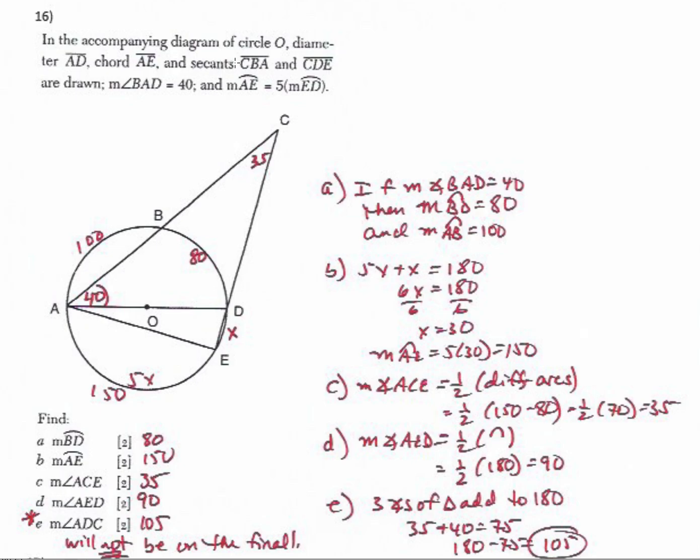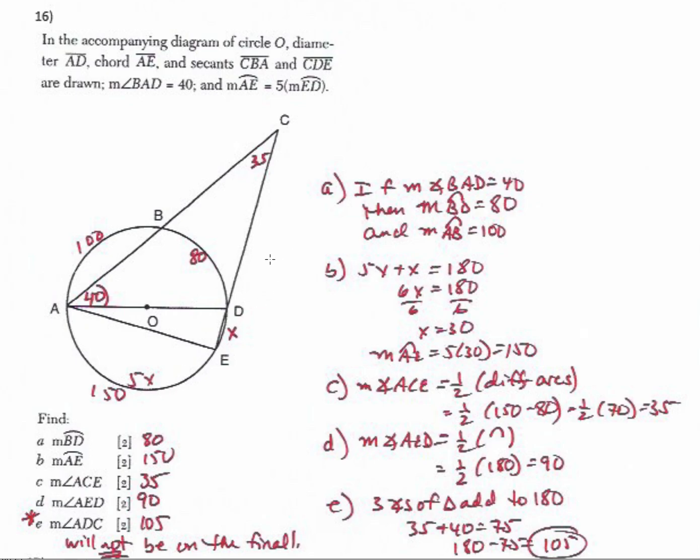In the accompanying diagram of circle O, diameter AD, that's diameter, that's very important. It's splitting the circle, so the top two sets of arcs have to add up to 180, and the bottom two sets of arcs have to add up to 180. And it says that the measure of angle BAD is 40. Angle BAD is right here. And it says the measure of arc AE is 5 times as big as ED.